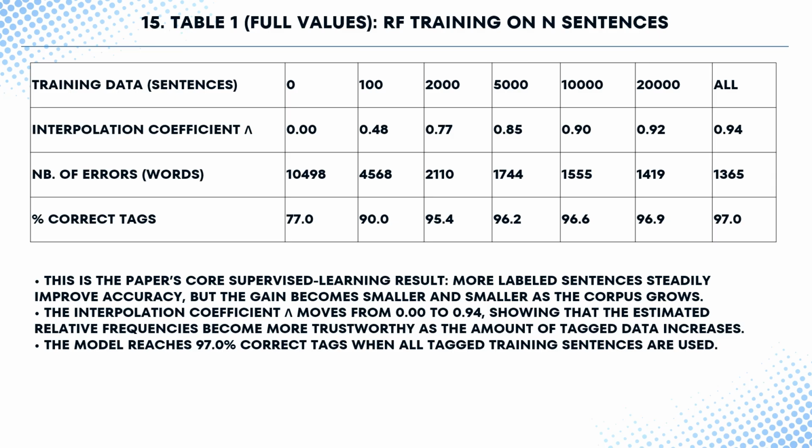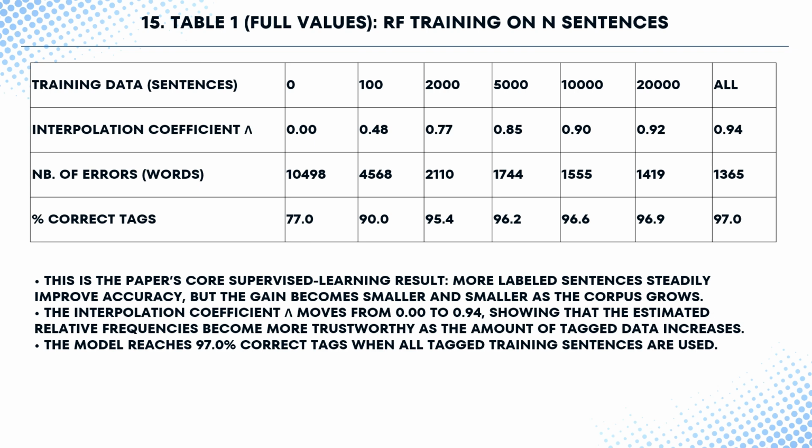2000 sentences give 95.4% accuracy. This shows already very strong performance. And the full dataset gives 97% accuracy. So just 2000 labeled sentences already achieve near optimal performance. This is extremely important because it shows that labeled data is very powerful.